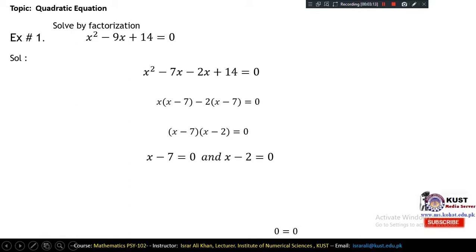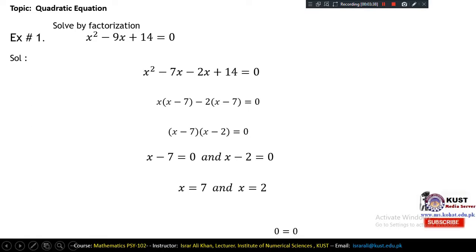When the product of two terms is equal to 0, we can equate them separately to 0. That means x minus 7 is equal to 0 and x minus 2 is equal to 0. So from here we get x equal to 7, and from this one x equal to 2. So x equal to 2 and 7 is the solution of the quadratic equation given here.